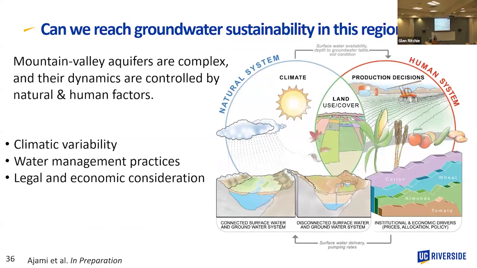The question is, can we achieve groundwater sustainability in these types of systems that are significantly impacted by droughts, but also have human factors whose well-being is tied to the water resources? While as a hydrologist, I could say, well, maybe if you give me the projections of climate, I could predict what happens in the future in the natural system. It's very difficult to predict what human beings are going to do.